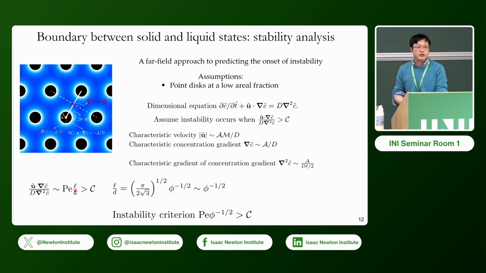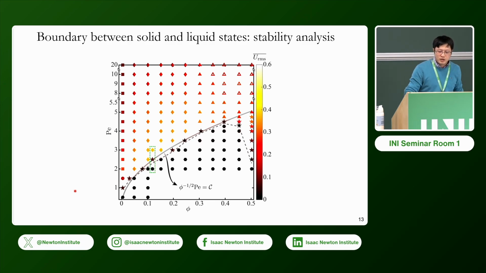You get an instability criterion: the Peclet number multiplied by this thing is larger than a certain value C, which I don't know, but I can fit, right? If I fit it, you will get this nice quadratic scaling, which keeps the trend reasonably well. Of course, it's not going to work well in this regime because it's a far-field approximation, and only works when the area fraction is small enough.